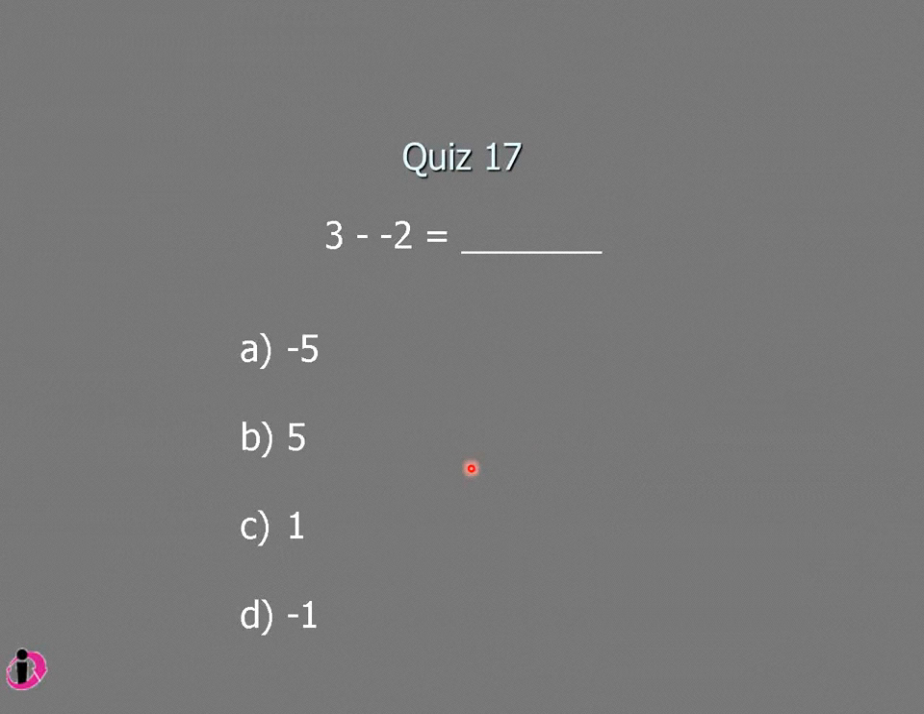It's just 3 plus 2, right? Because the negative and negative makes positive. It's just 3 plus 2, 5. Right answer is B.